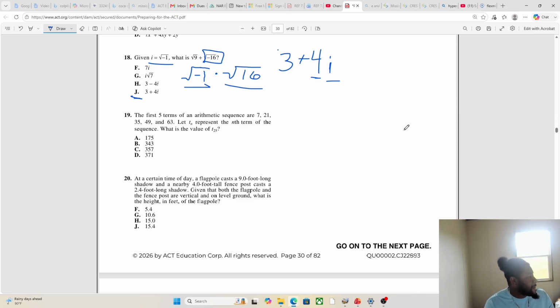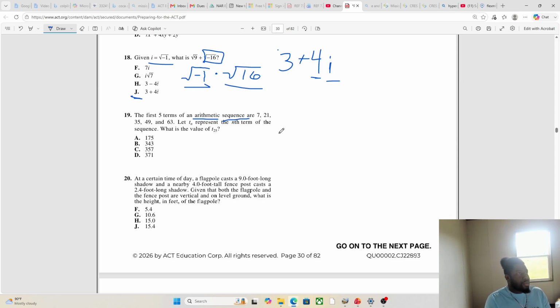All right, on to number 19. The first 5 terms of an arithmetic sequence are 7, 21, 35, 49, and 63. Let T sub n represent the nth term of the sequence. What is the value of T sub 25? That just means what's the value of the 25th term. Sequence means pattern. Arithmetic means you're adding or subtracting the same number. So you're adding 14 each time.